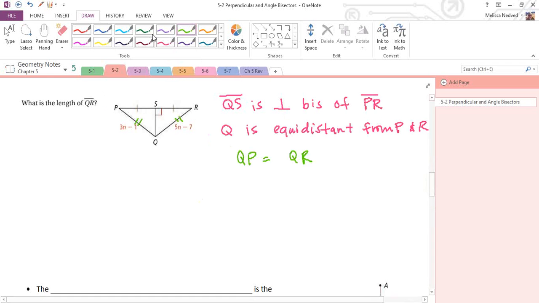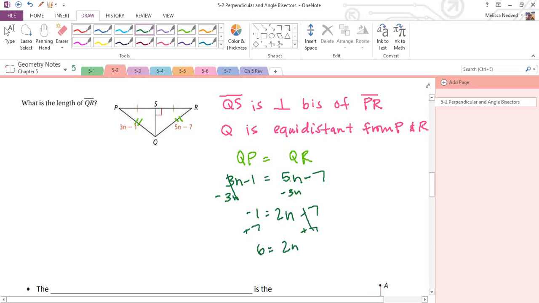So we're going to do that same process. We're going to go ahead and use substitution. I'm going to say 3n minus 1 is equal to 5n minus 7. Again, I've got variables on both sides, so I'll need to do some algebra to get the n's on the same side. I'm going to subtract 3n from both sides. So negative 1 is equal to 5n minus 3n is 2n minus 7. And now add 7 to both sides. Negative 1 plus 7 is 6, is equal to 2n. And divide both sides by 2 to get n by itself. And n is equal to 3.